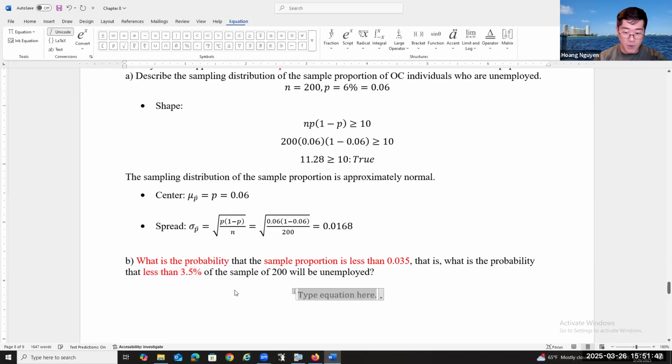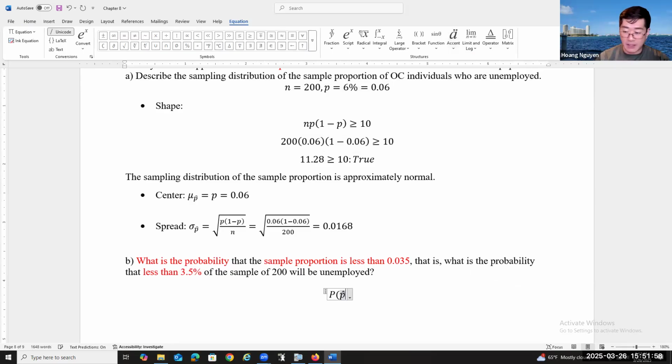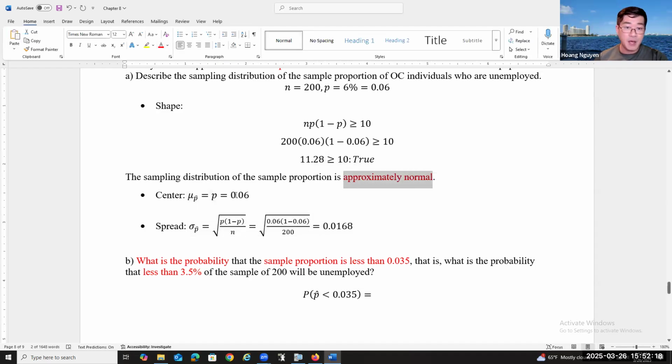Okay, so the question is asking what is the probability that the sample proportion p hat is less than 3.5%, or in terms of the decimal, 0.035. So how are we going to answer this probability question? Based on question A, we know that the distribution will be approximately normal. The mean is 0.06 and the standard deviation is 0.0168. Okay, now we are ready to answer this question.